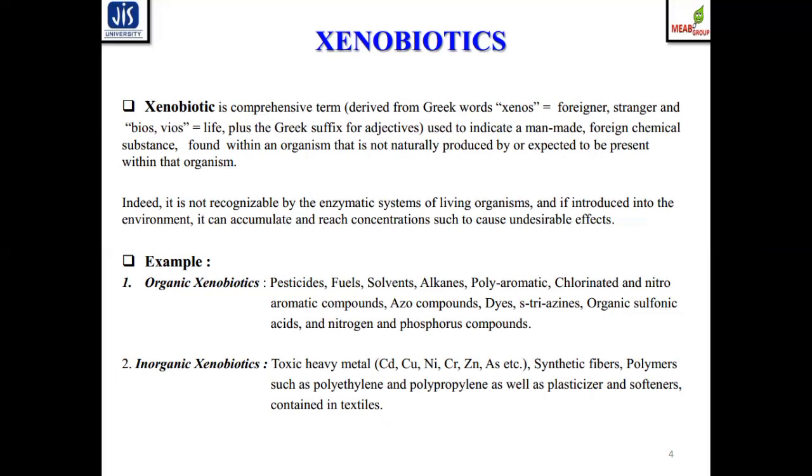We can take some examples considering the organic xenobiotics, which include pesticides, fuel, solvents, alkanes, polyaromatic compounds, chlorinated and nitroaromatic compounds, azo compounds, dyes, organic sulfonic acid, nitrogen and phosphorus compounds. In contrast, certain inorganic xenobiotics also exist, like toxic heavy metals such as cadmium, copper, nickel, chromium, zinc, arsenic, some synthetic fibers, polymers such as polyethylene and polypropylene, as well as plasticizers and softeners, which are usually used in different textile industries.